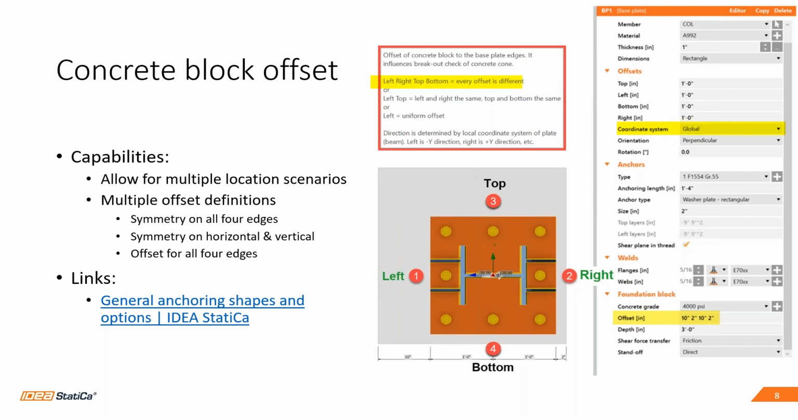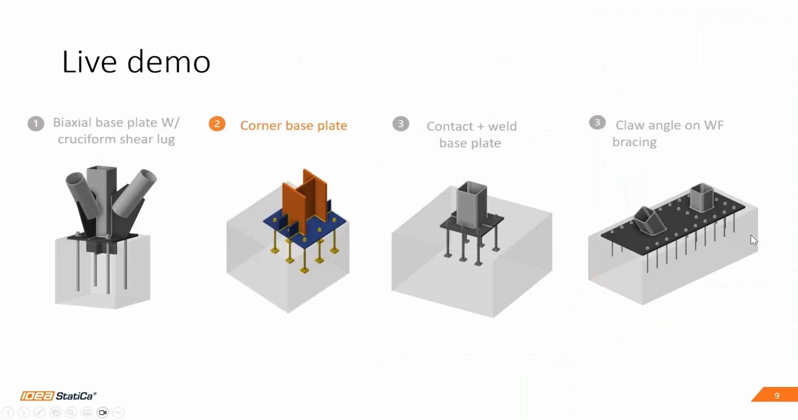Now, if you want to fully customize your offsets to take into consideration instances where you have maybe a corner plate, which could be attached to a base plate or a wall, this is the option that you might want to go with, where you can specify the offsets for all four edges, starting with left, right, top, and bottom. Now, this is where we'll jump into our next demo, which is the corner base plate.